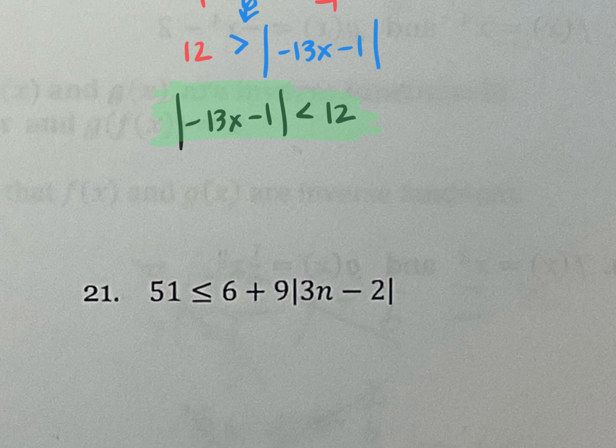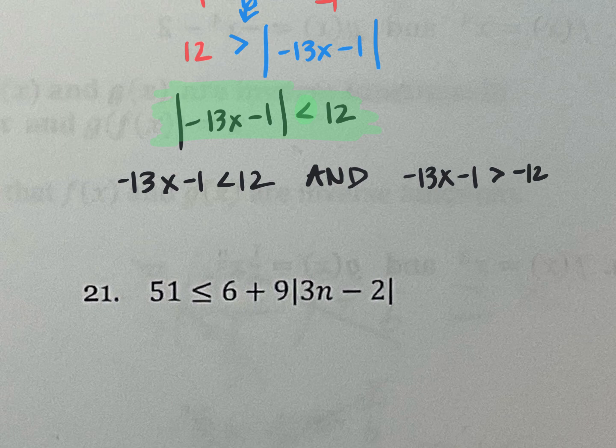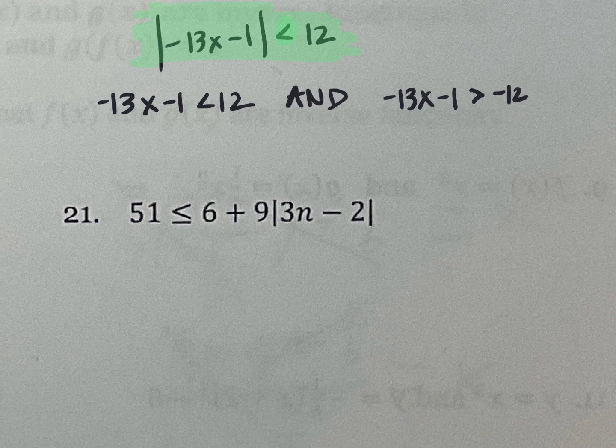So when I go to solve this, just as a reminder, the first equation is just negative 13x minus 1 is less than 12. I just get rid of the bars. Then I'm going to say and negative 13x minus 1. What is the second one? Yeah, flip the inequality and change the sign of the constant. So it turned into greater than negative 12. Oh, yes. Now we go solve these per usual.